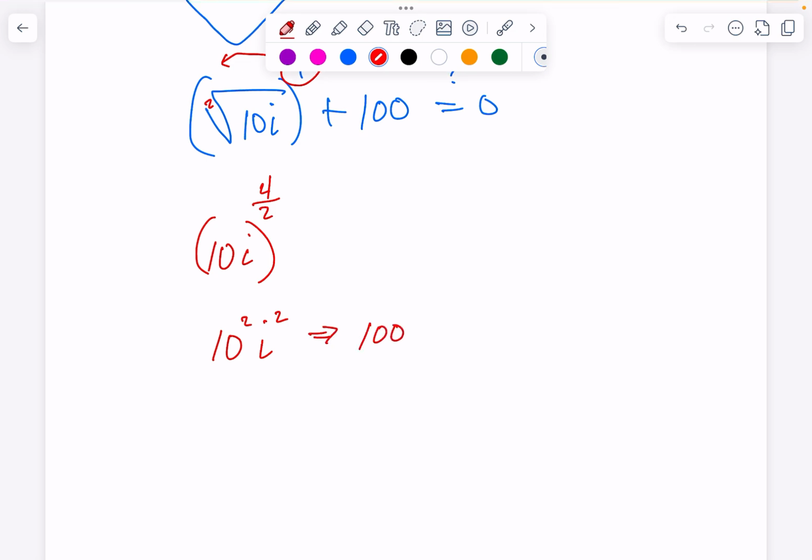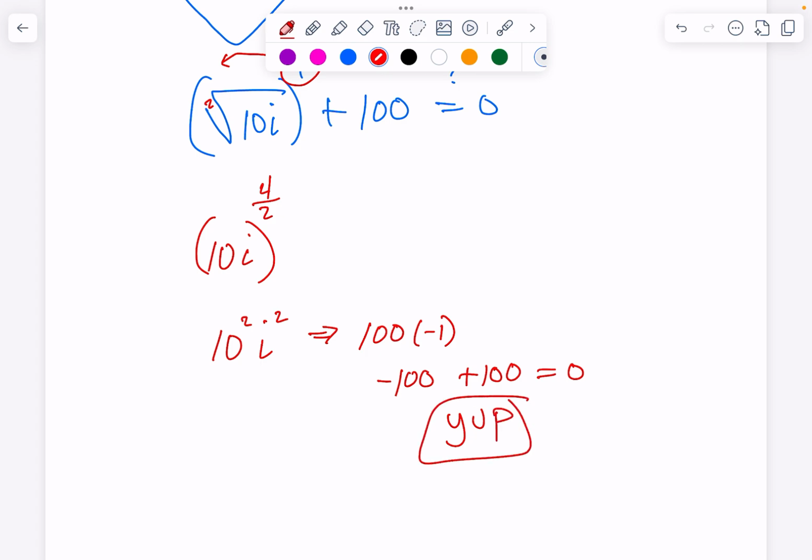10 squared is 100. So it's looking close. i squared is negative 1. So that'd be 10 times negative 1, which is negative 100, plus 100 does indeed equal 0. So the answer is yup. It is a solution. It is true.